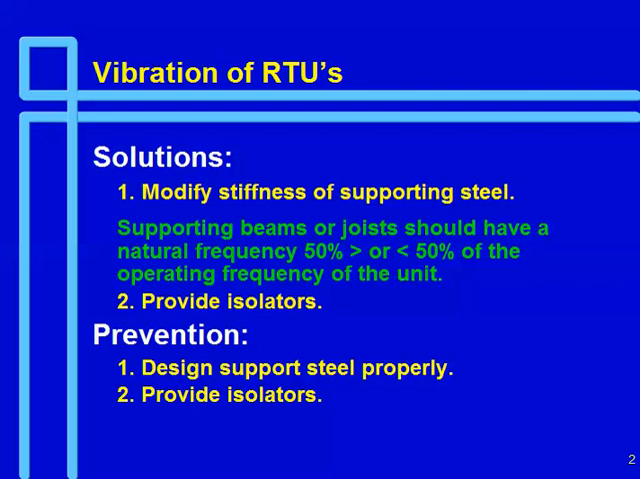And of course, the problem is just in design, what I said, you can't find out what the natural frequency is until it's almost too late. But that's how you certainly can solve it. Another way, of course, is to provide isolators under the unit so that it dampens out the vibration. So prevention: design the support steel properly, provide isolators. And I think if you do the same kind of work and are dealing with the same type of equipment on many jobs, then you get to know and you kind of know what to do.